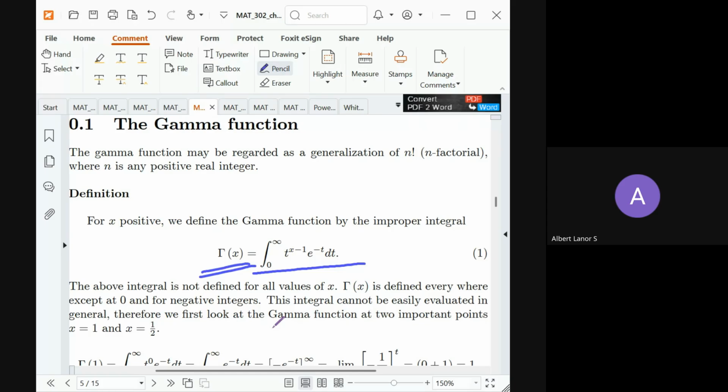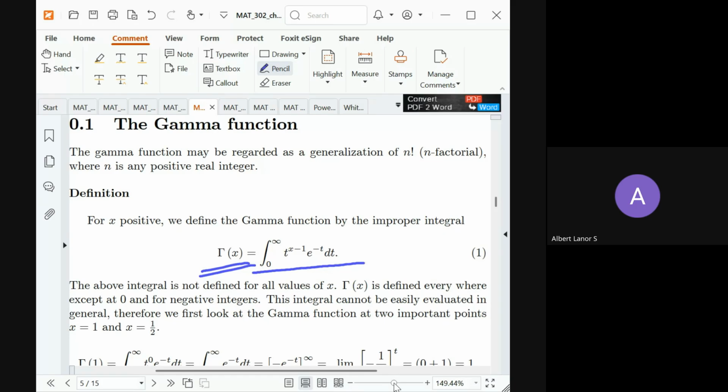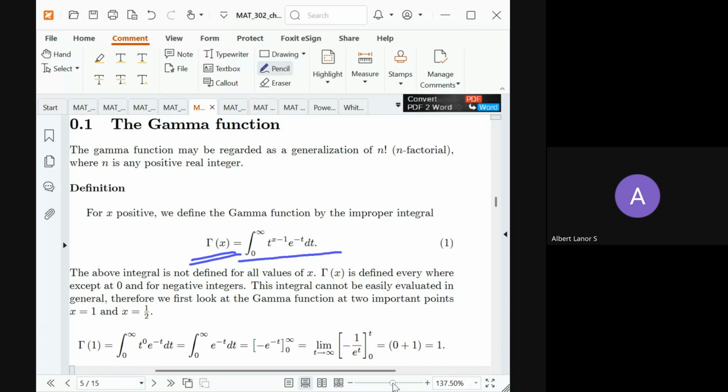The above function is not defined for all values of x. The gamma function, gamma of x, is defined everywhere except at 0 and the negative integers. Now, the integral cannot be easily evaluated in general.